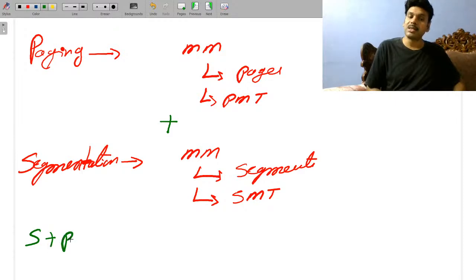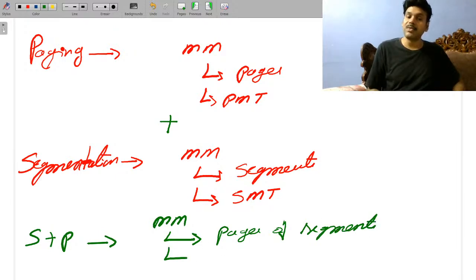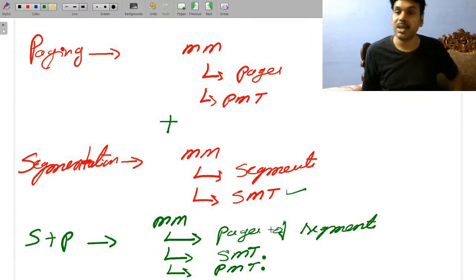You are going to get segmentation plus paging. Then your main memory consists of what? Pages of the segments. And you also require a segment map table. And you also require page map tables. So these are the three components you need to place in your memory.